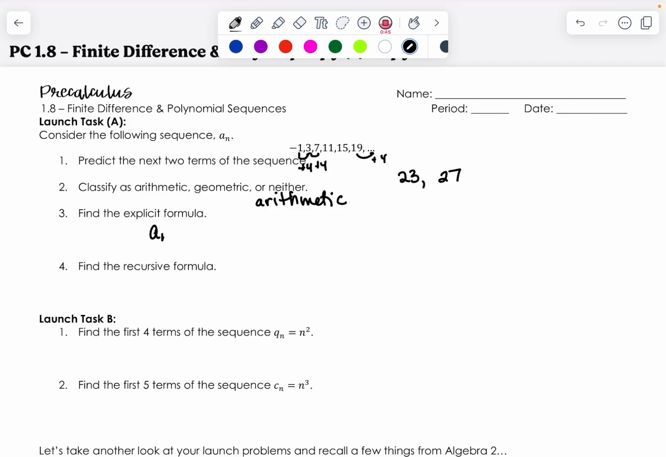To do the explicit formula, let's not forget what we did earlier in the unit. A sub n is going to be -1 plus 4 times n minus 1. Now when it says find the recursive formula, it's 2 parts. You state the first term, and then what are you doing? You're taking the previous term plus 4.